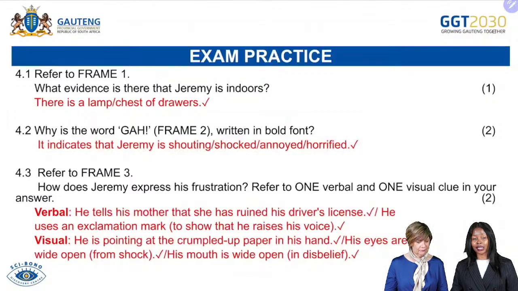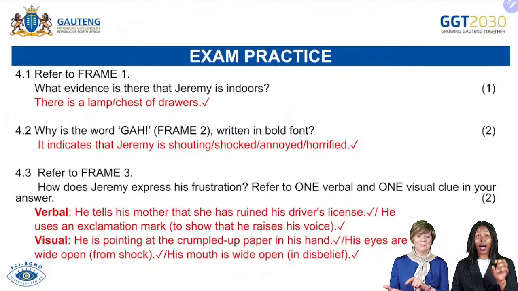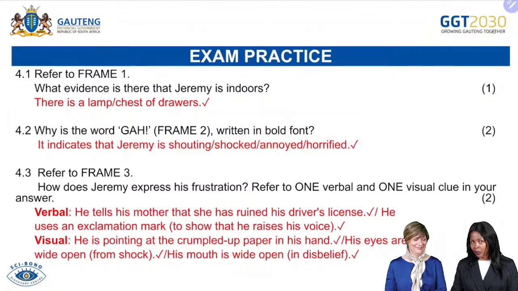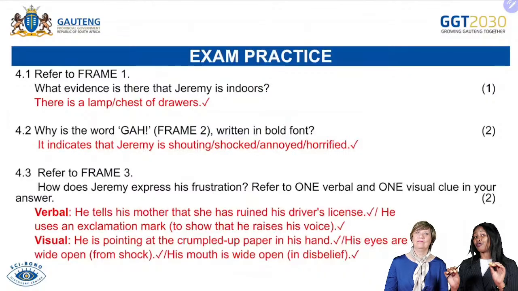Now, on visual, this is the possible response. He's pointing at the crumpled up paper in his hands, his eyes are wide open from shock, and his mouth is wide open from disbelief. Both these responses represent the verbal as well as the visual.